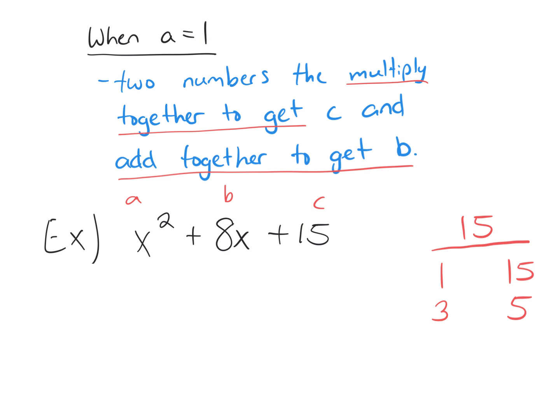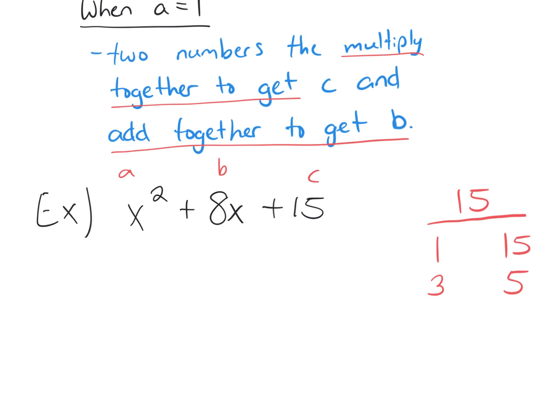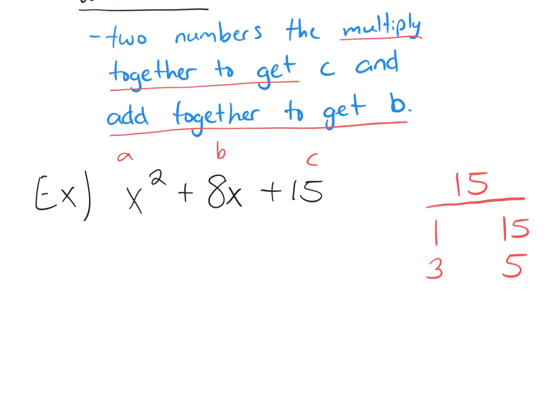Now we just need to do the second part, and we need to add together to get B. What's my B value? 8. We need to add together to get 8. So we're going to look at the pairs individually. Right now, I have 2 options and I need to pick one. Do 1 and 15 add up together to get 8? No. Do 3 and 5? Yep. 3 plus 5 is 8. So my 2 factors that I am choosing are 3 and 5.